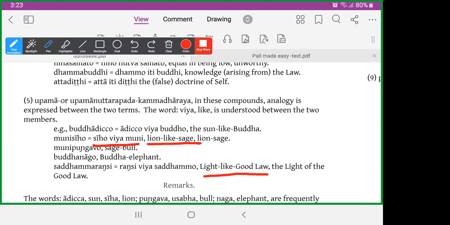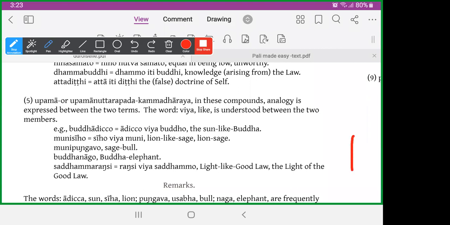Even if you say good law, actually nobody will answer our English. So you can see here, you can say the good Dhamma, or we translate it as the good Dhamma like. And then the Muni Siho: the Buddha like the sun, the sage like the lion, then the sage like the bull, the Buddha like the elephant. It depends on how you write the English. As long as people understand your meaning, that's okay.